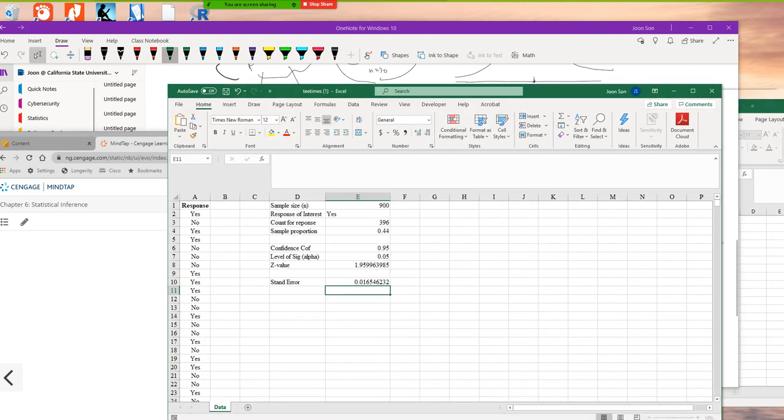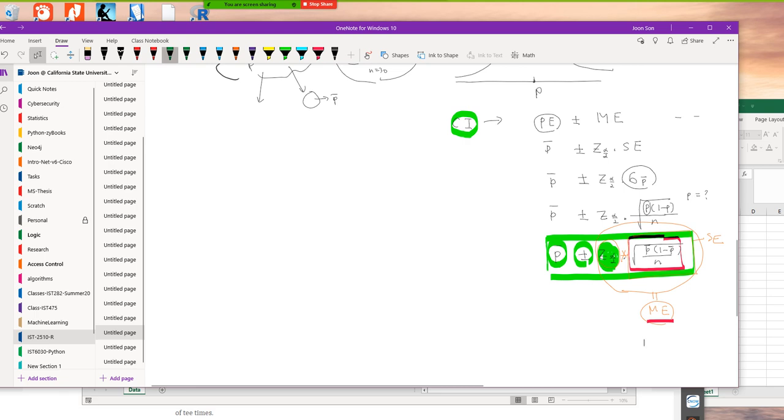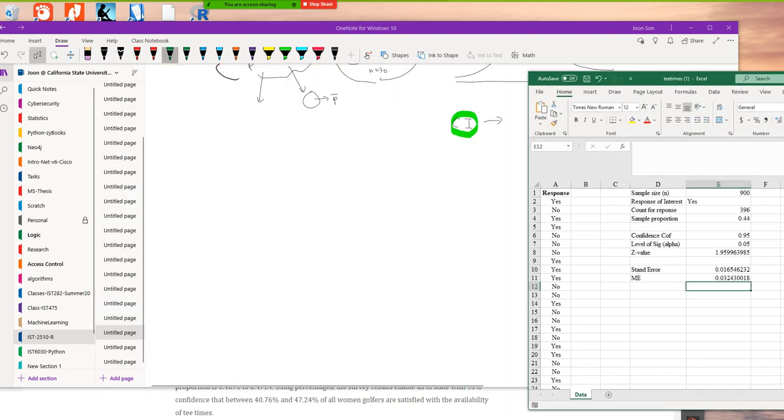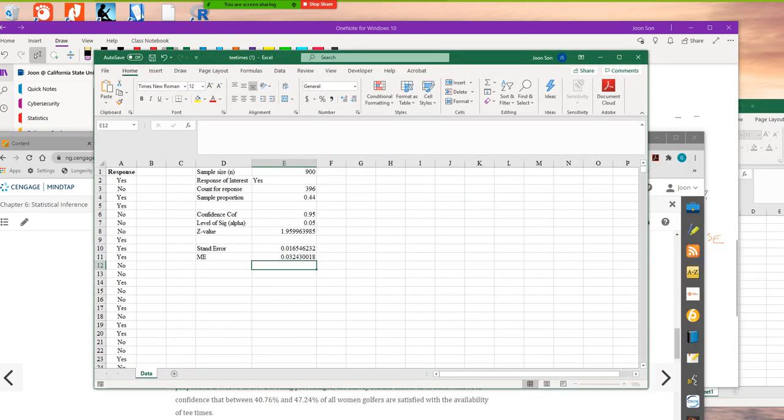Okay, so the marginal error, ME, is the z value multiplied by the standard error. So that's what I'm going to do, which is 0.032. Yeah, 0.032, good. So that's a correct value. Now we have a marginal error.